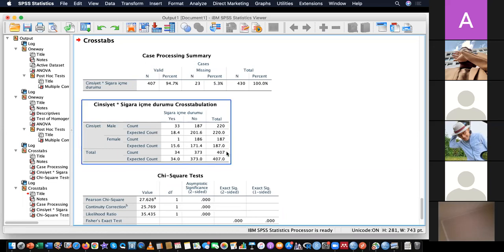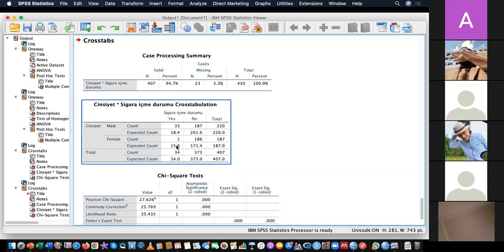The computer calculated the expected values based on the total number. The total number is 407. Out of these 407, 34 are smokers, which means that from the 220 males, 18.4 are expected to be smokers. Instead of 18.4, we have 33, different. Out of the 187 females, how many are expected to smoke? 15.6. Instead, we observe only one. There seems to be a difference.